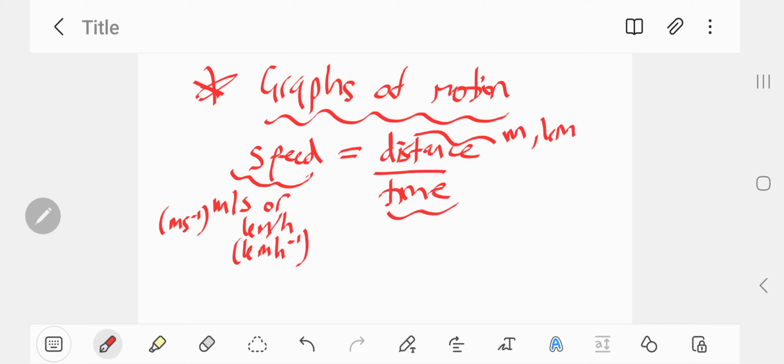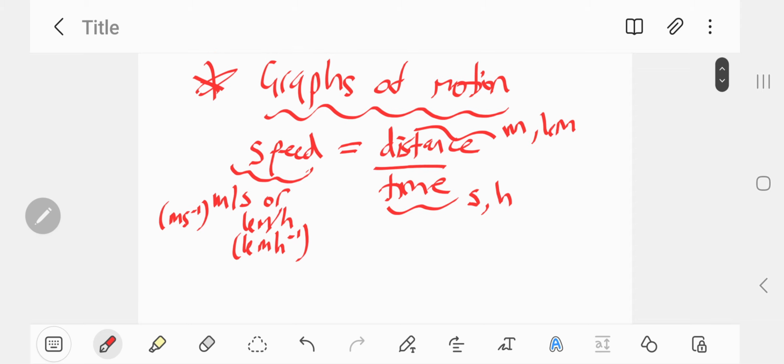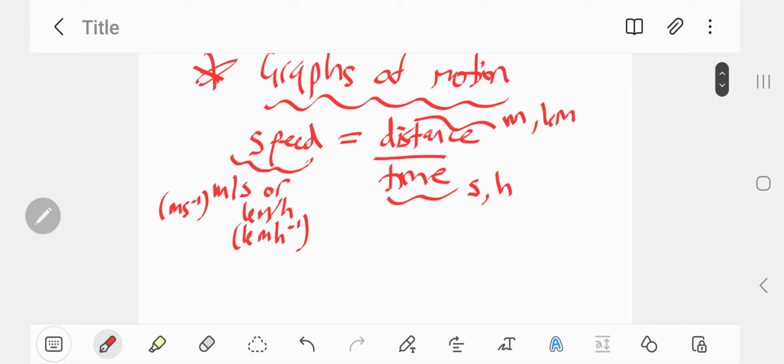Time is a weird thing to describe. The best way as a physicist I can describe it, it's basically something which ticks away at 1 second per second, at a rate of 1 second per second. So typically seconds or hour, using this formula. It's a very simple formula.